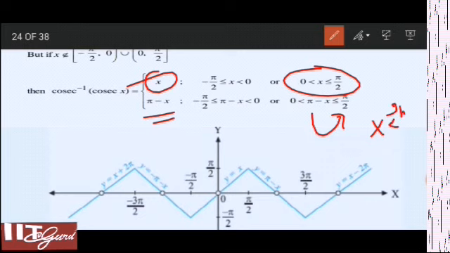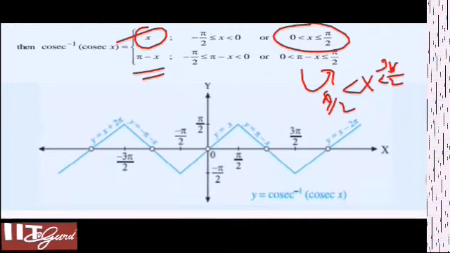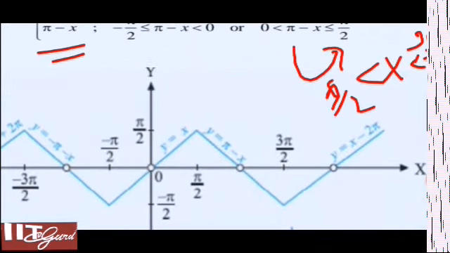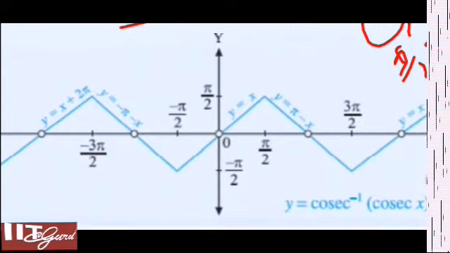So we can write over here 3 pi by 2, and here then is greater than that is pi by 2. Yes, so between this is pi minus x. So let's see the graph over here. Cosec inverse cosec x, this is the graph of cosec inverse cosec x.